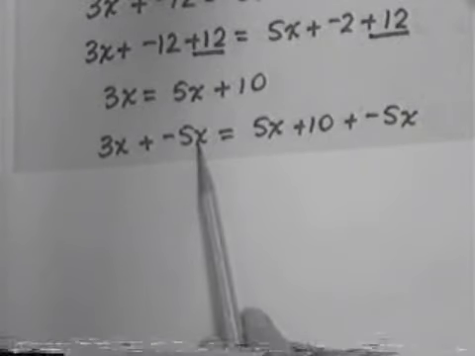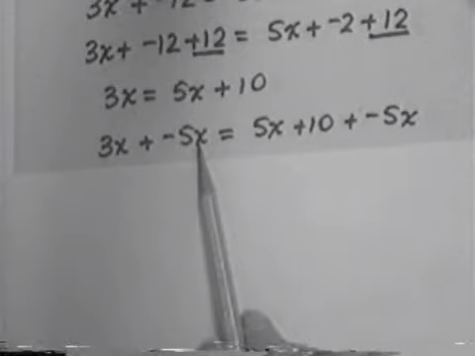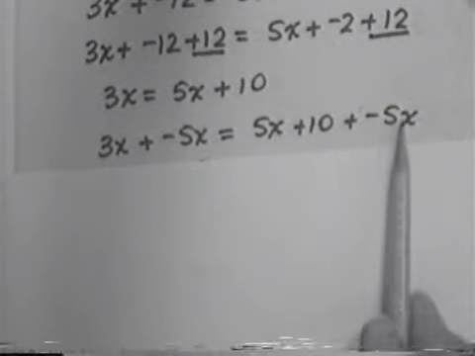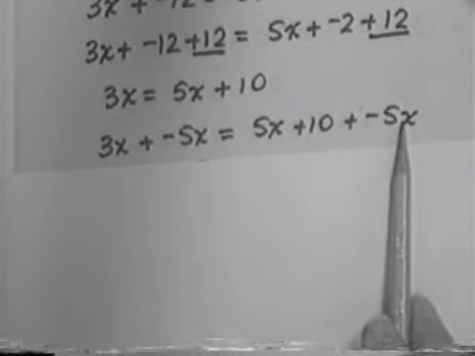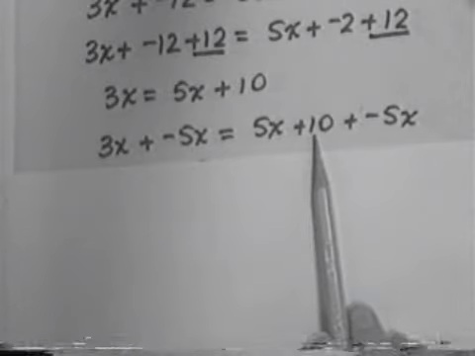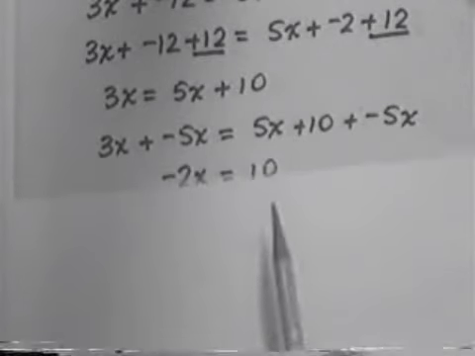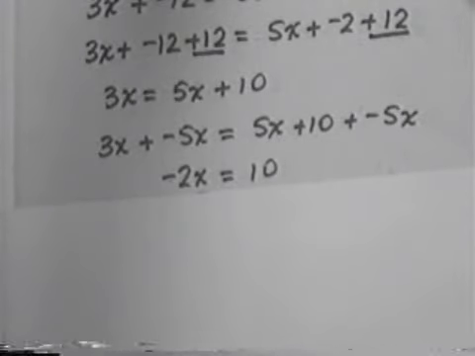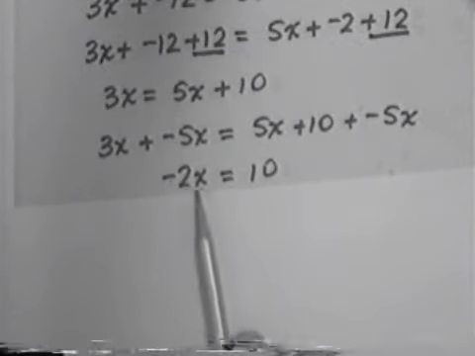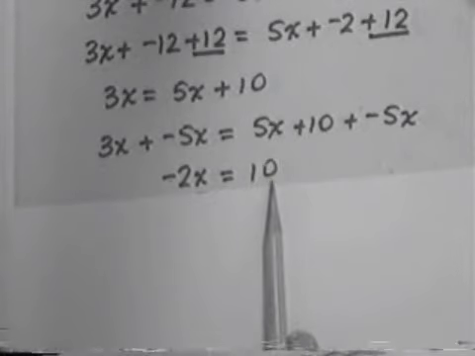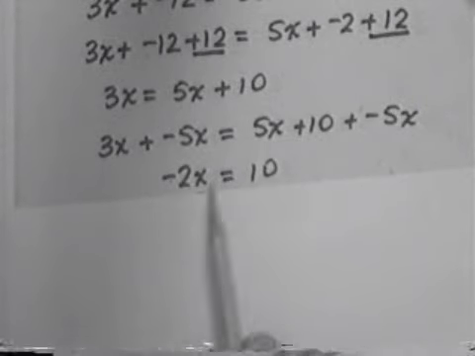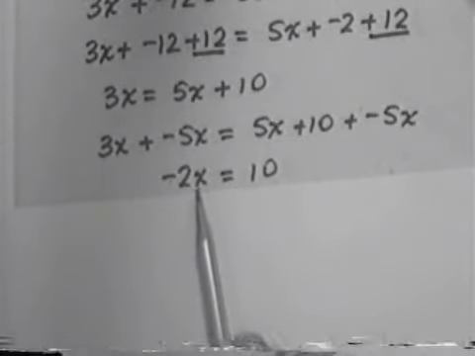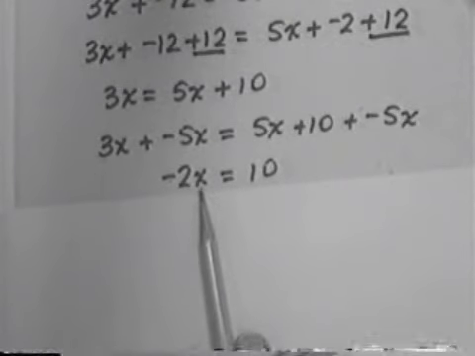Adding 3x and negative 5x gives negative 2x. On the right side, the 5x and negative 5x add to 0. 10 plus 0 is simply 10, and so we get negative 2x on the left and 10 on the right. We now have variable term on the left, constant term on the right. All that's left is to eliminate the coefficient of x.